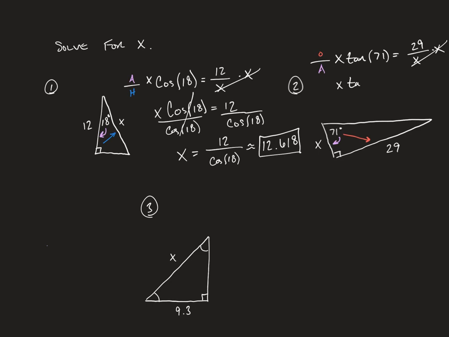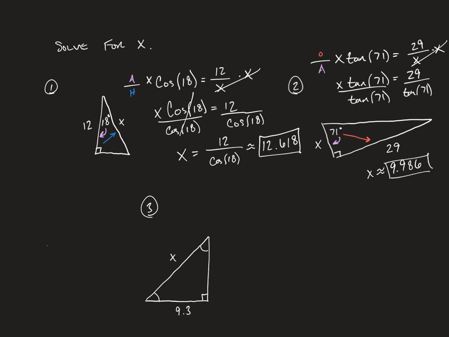So I'm going to get it out of the denominator by multiplying both sides by x. So x times the relationship between the opposite and adjacent sides of a right triangle from the perspective of a 71-degree angle is equal to 29. And now I'm going to divide both sides by that proportion. And when I put that into the calculator, I get approximately 9.986.